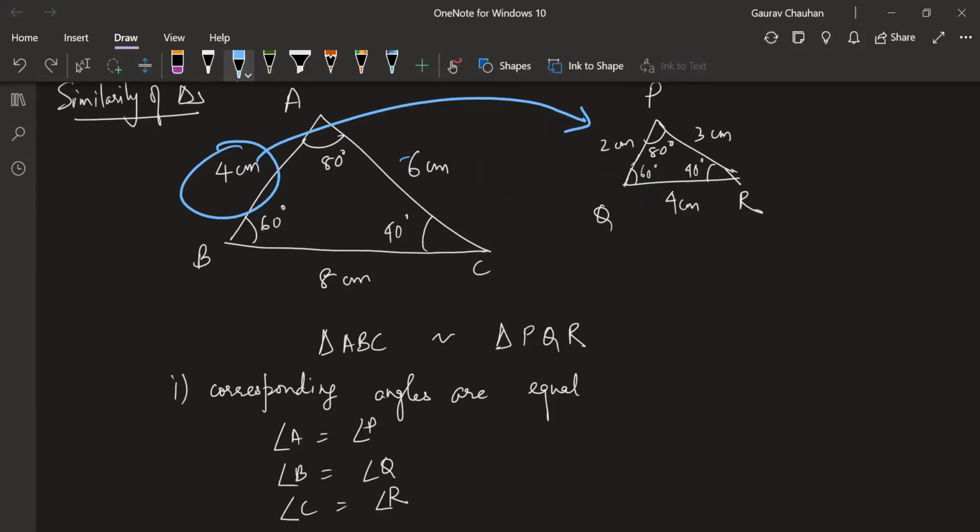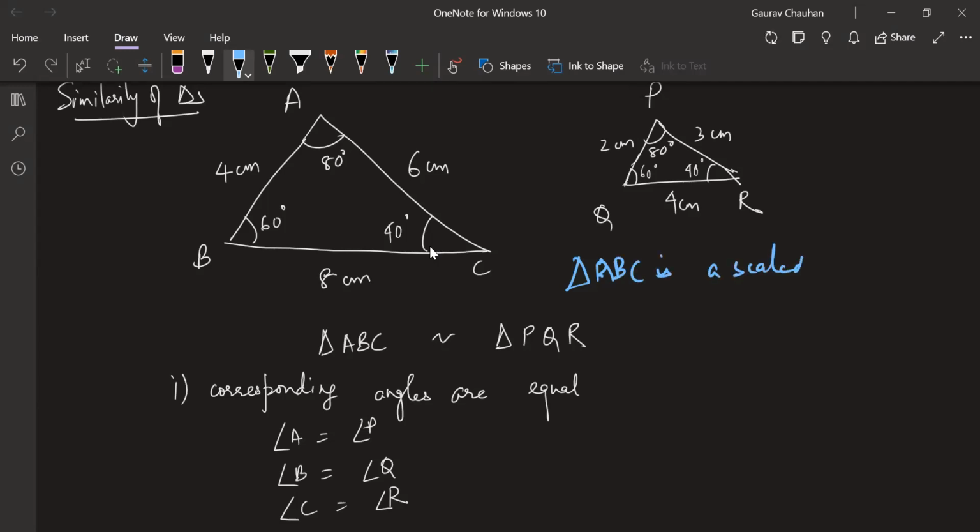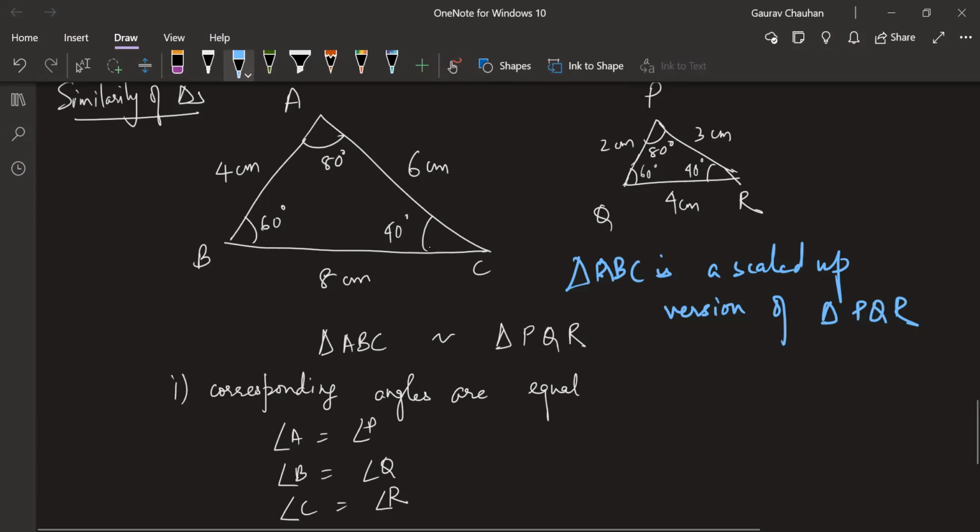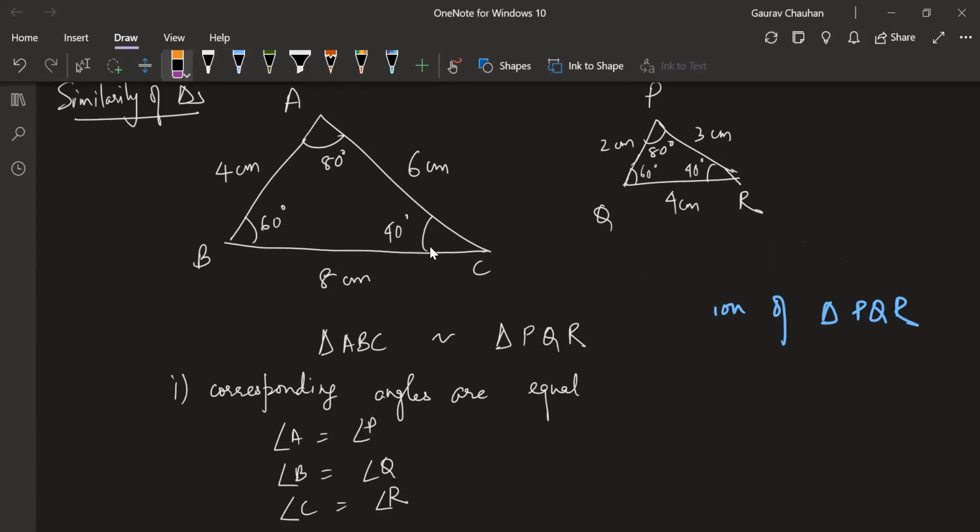So what's actually happening here is that the sides are a scaled down or scaled up version of one another. We can say that triangle ABC is a scaled up version of triangle PQR. I'm taking this language, scaled up, scaled down, from Khan Academy. I learned it from that video. It's not really used in our books, but that's still okay. This is a good way of talking about it.